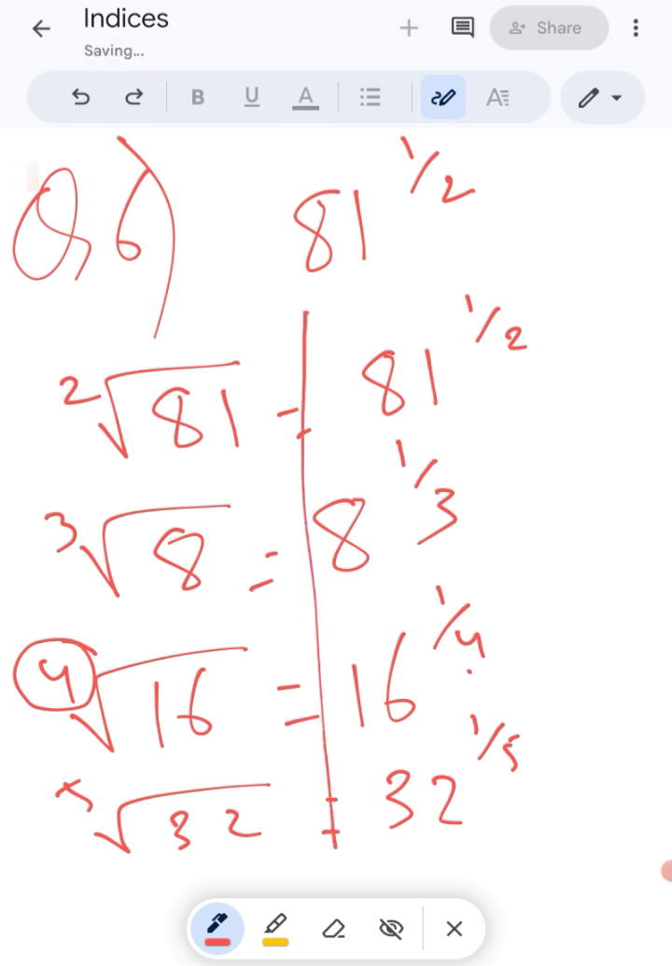This entire side, I'm making a column now. This entire side is your radical form, and this side is your index form. Okay, so let's start with the question.